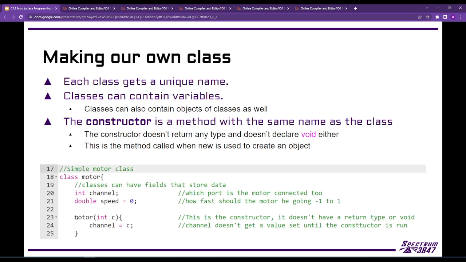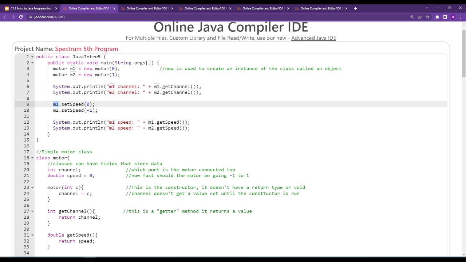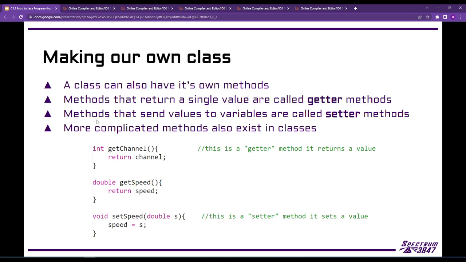And so that's what's called every time we have new Motor. That new command, that new keyword, is used to let Java know that we're looking to construct a new class or a new instance of a class. The class has all its own methods.